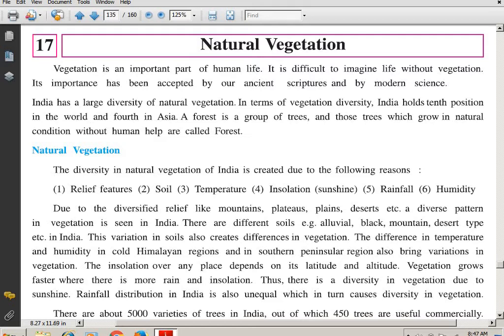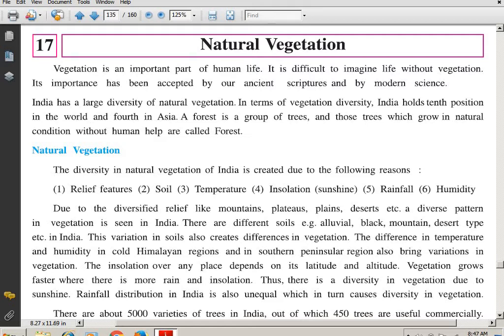Today we are going to start chapter 17, Natural Vegetation. Let's see now what is this natural vegetation and what are we going to study in this. Now in this chapter we are going to see some of the 4 marks questions. So therefore please pay attention.